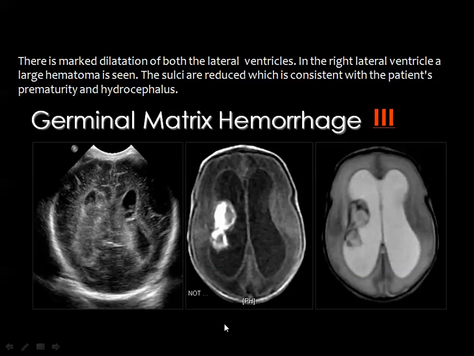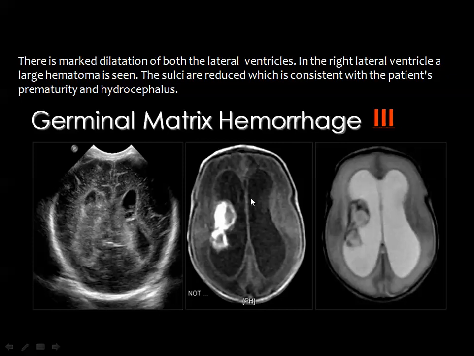and also you see the hyperdense blood within the ventricles, and the ventricles are mildly dilated. And this is also an example of germinal matrix hemorrhage grade or type 3 by ultrasound and by MRI T1 and T2 weighted images. In the ultrasound, the ventricles are dilated and they contain echogenic blood.